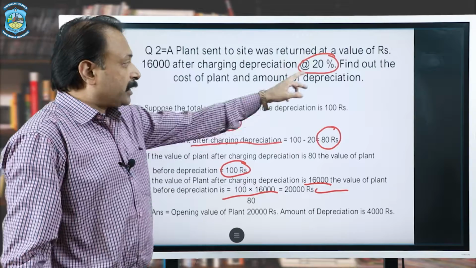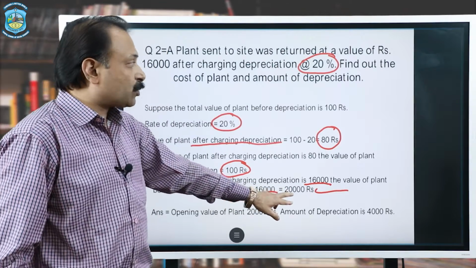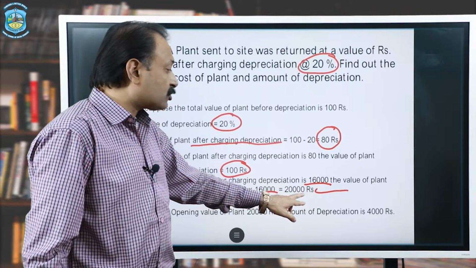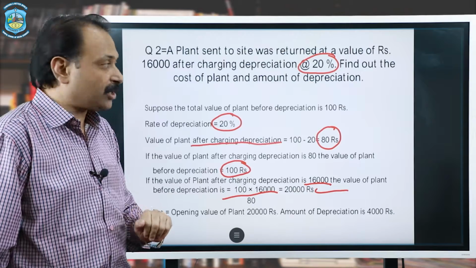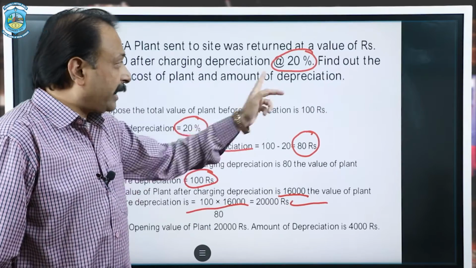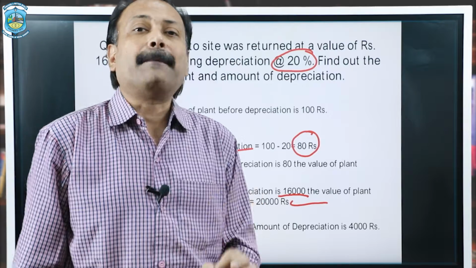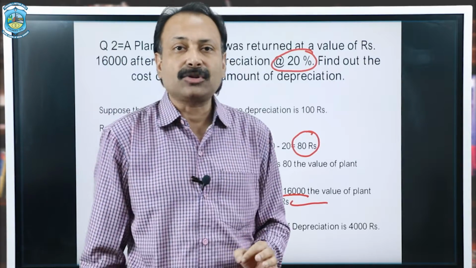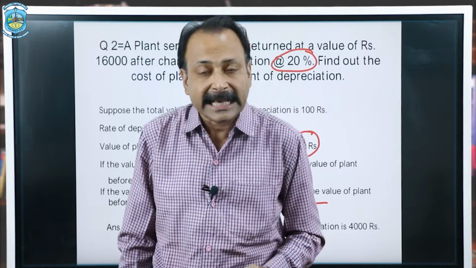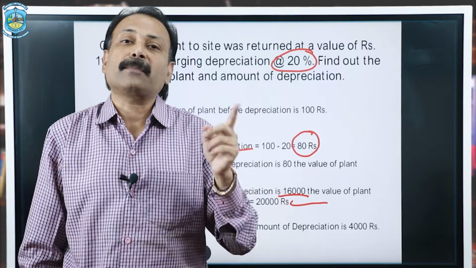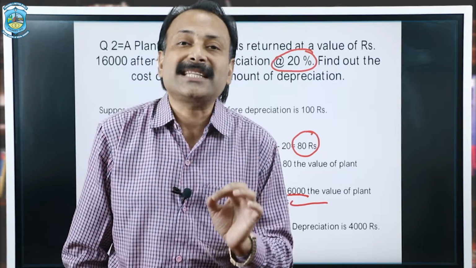Now we charge 20% depreciation. If you are going to charge 20% depreciation on 20,000 rupees, you will get the amount for depreciation. When you charge 20% on 20,000, you will get 4,000 rupees. When the amount of depreciation is 4,000 rupees and the opening value of plant is 20,000 rupees, 20,000 minus 4,000 is equal to 16,000 rupees.